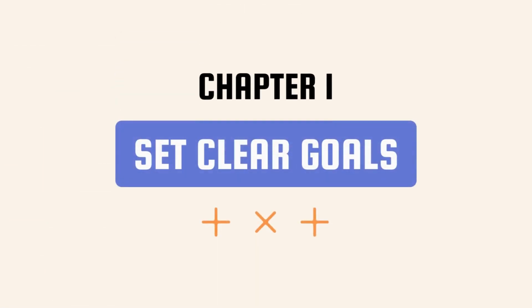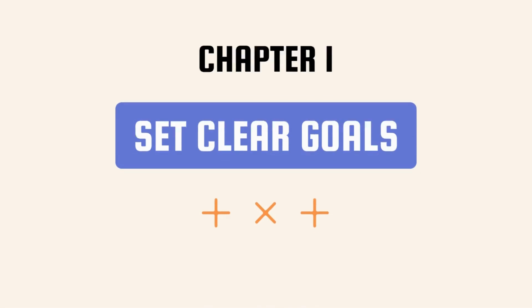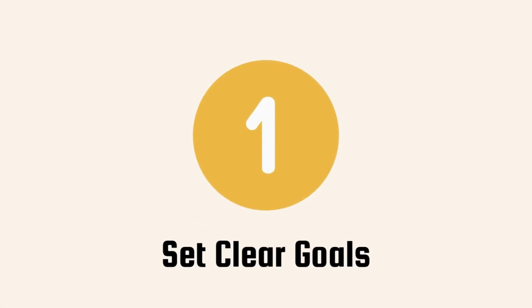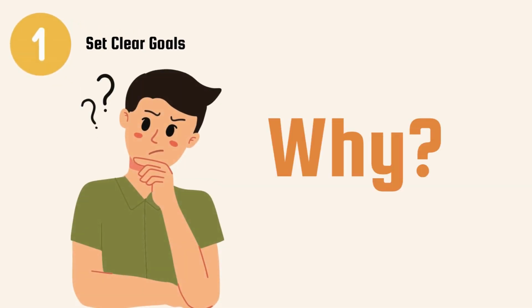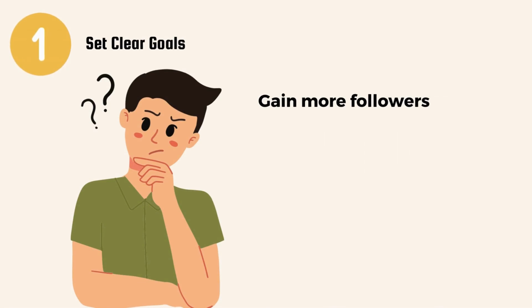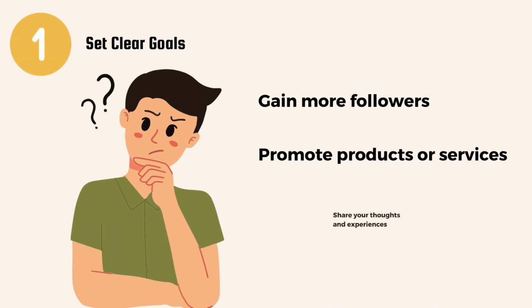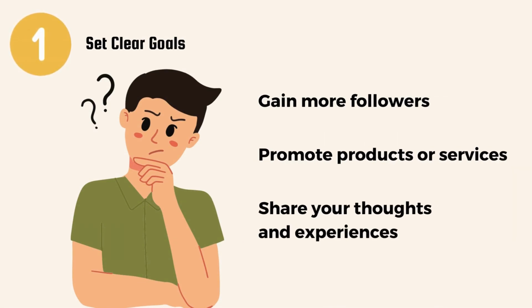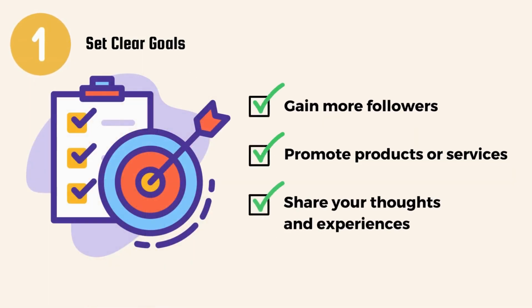Chapter 1. Set clear goals. The first step to creating an engaging Facebook page is to set clear goals. Ask yourself, why am I creating this page? Is it to gain more followers, promote products or services, or simply share your thoughts and experiences? Understanding your goals will help you tailor your content and connect with the right audience.